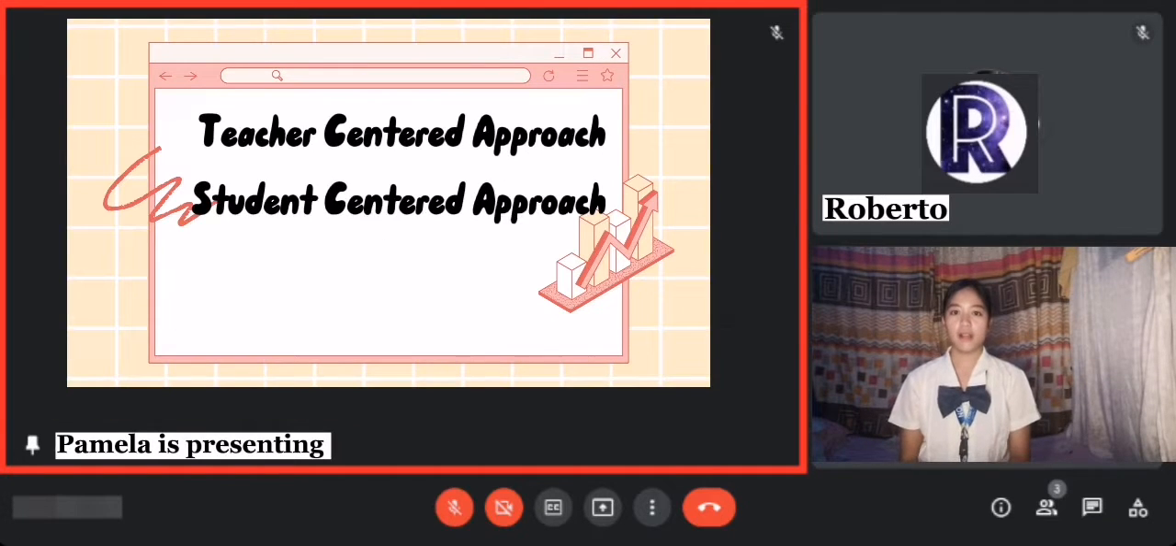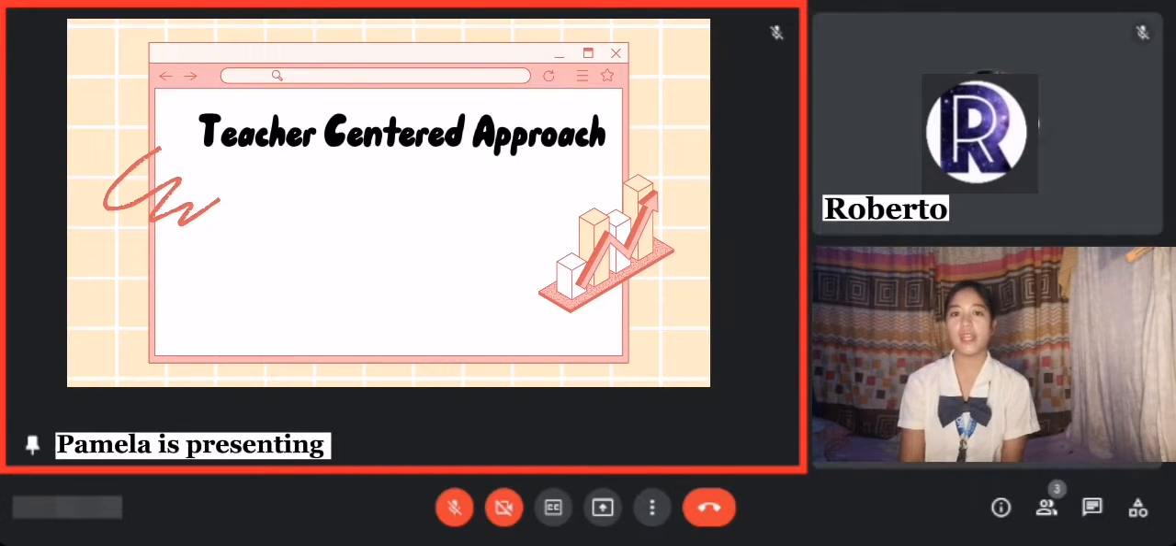Before we talk about the different methods, first we need to distinguish between the differences of two of the main approaches. So first, we have the teacher-centered approach and student-centered approach: who is more active in the classroom, the teacher or the students? That depends on the approach that you are following.